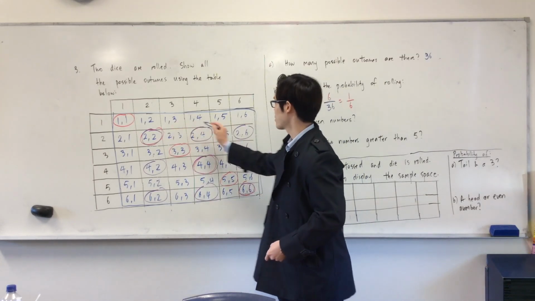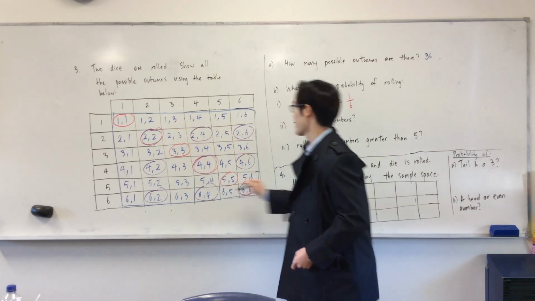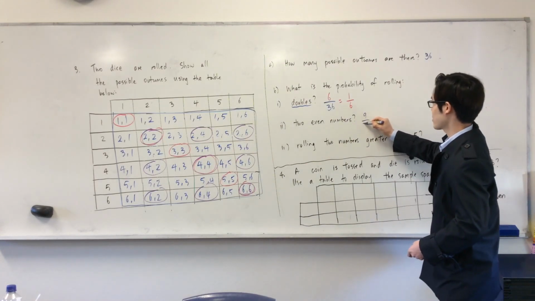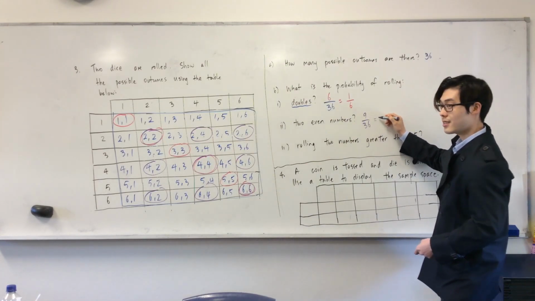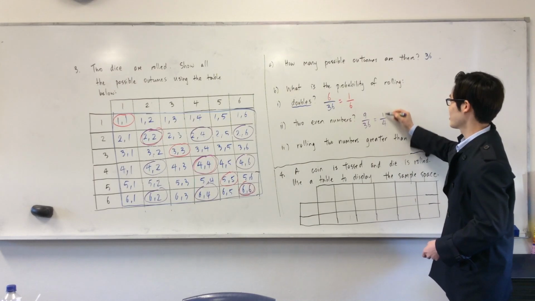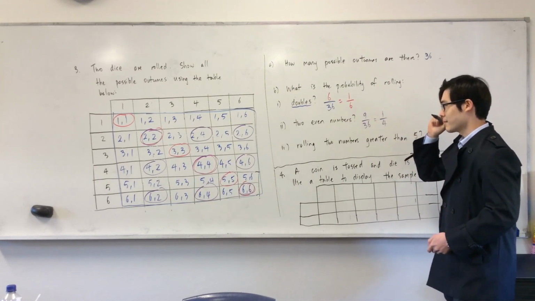Right, so that's 1, 2, 3, 4, 5, 6, 7, 8, 9. Yep, so 9 out of 36. Obviously that can be simplified, which is 1/4. Very good. Or 25%. Okay.